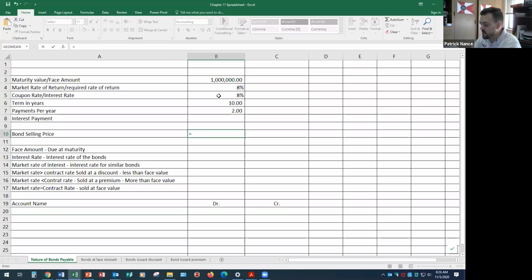So the bond selling price is going to be, it's something I covered in the other video, present value, market rate of interest divided by the number of payments per year, number of periods times the number of payments per year, payment, which I need to fill out here, future value is 0, type is 0. Figure out the interest. I need to take $1 million times the coupon rate divided by the number of payments per year.